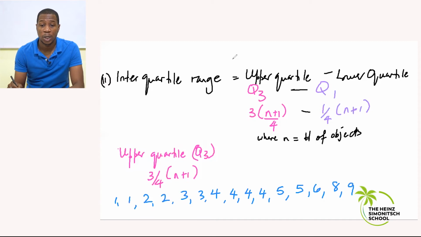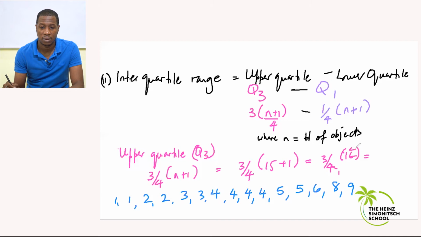Okay, good. So we can then find the upper quartile, and that will be 3/4 of the number of objects in this set, which is 15 plus 1. And that will work out to 3/4 times 16, and that will give us 12.